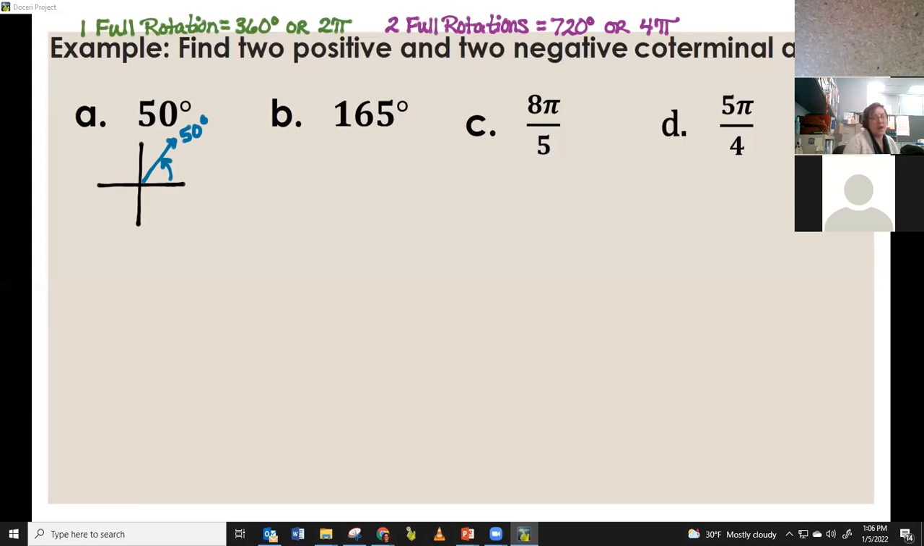If I wanted another angle that started on the positive x-axis and ended in the same position, and I want a positive one, I could take a full trip around and end in the same spot. How would I do that mathematically? That's absolutely correct, Jay. Brendan, that is correct. 1 full rotation. So tell me mathematically what you're doing to get that.